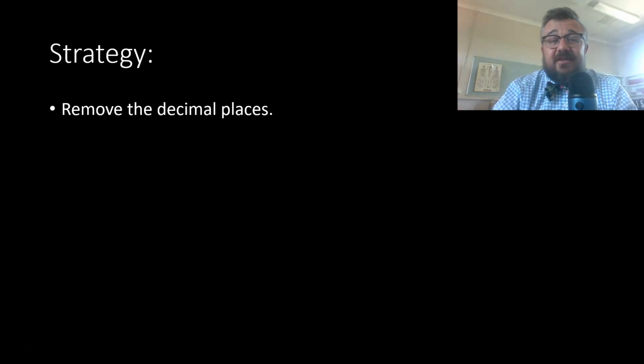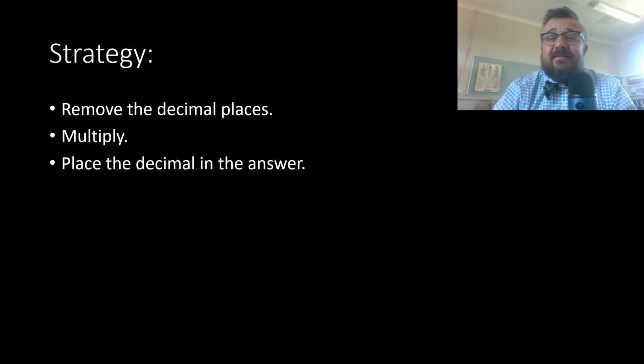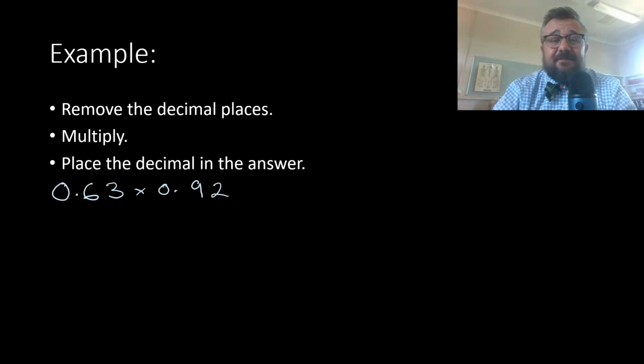So we've got a strategy. Our first strategy is to remove the decimal places. There's 3 steps to this. Then we multiply, so that's using some of our other strategies to multiply. And then we place the decimal back in the answer, and we'll show you how that's done.